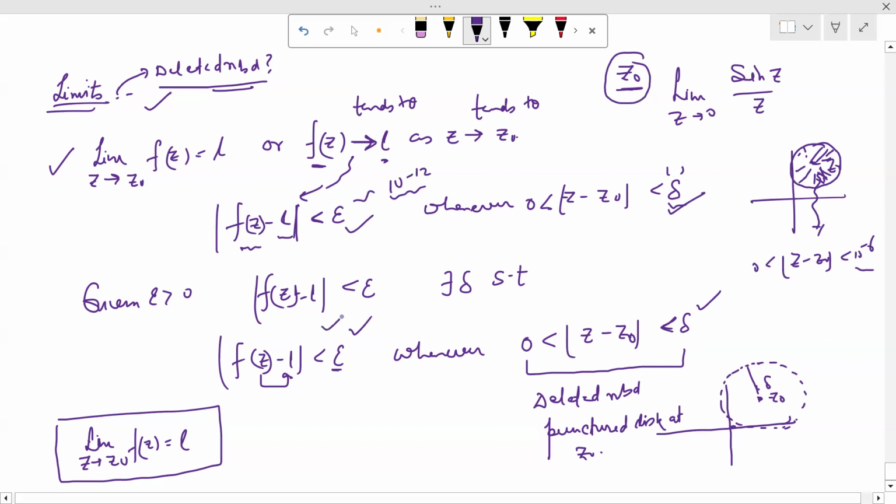So for your given epsilon, if I'm in a position to give you all those elements z such that the distance of z and z naught is less than some del, and obviously I'm writing greater than 0 because I don't want to include z naught. Every time you give me an epsilon, and this epsilon is arbitrary, for any arbitrary epsilon greater than 0, if I'm in a position to give you a del such that the modulus of f(z) minus L is less than epsilon whenever mod of z minus z naught is less than del. So you give me something, I give you something every time.